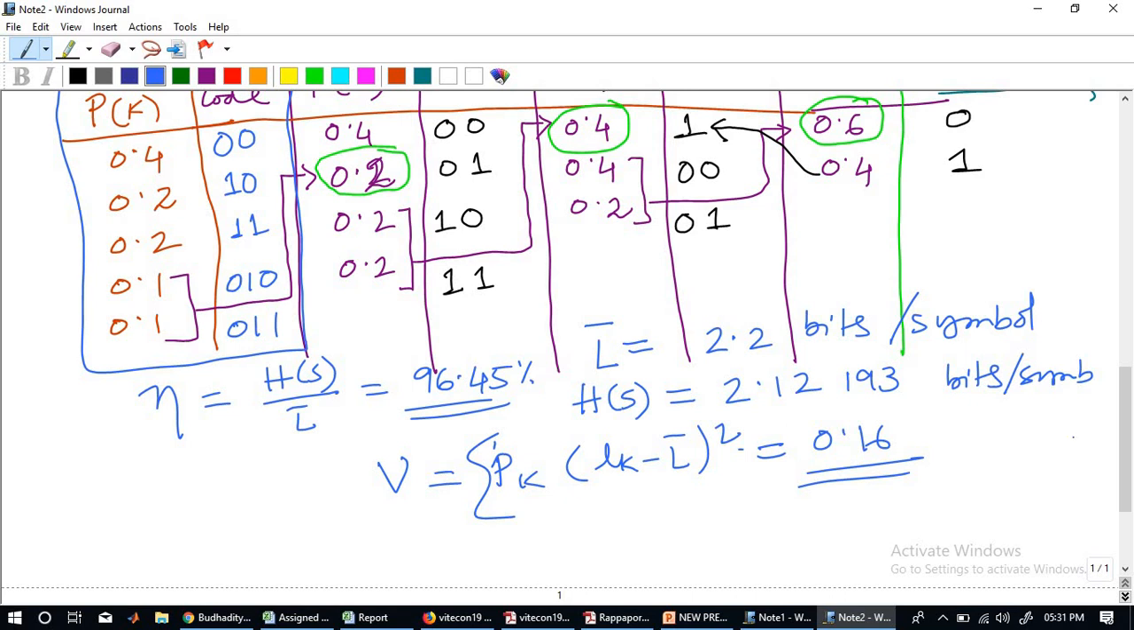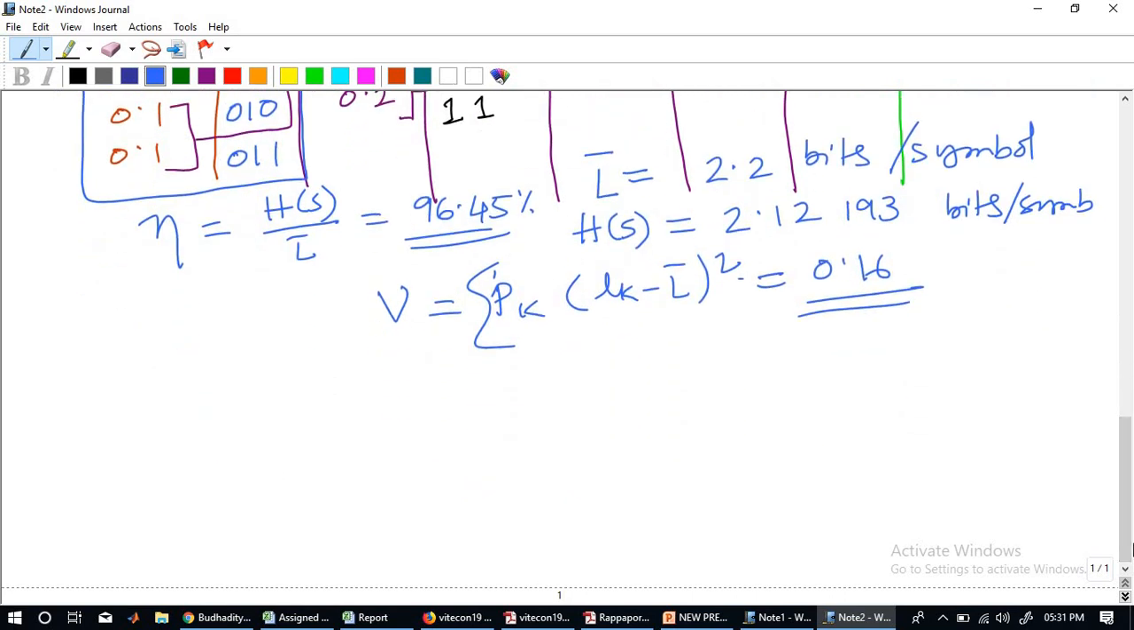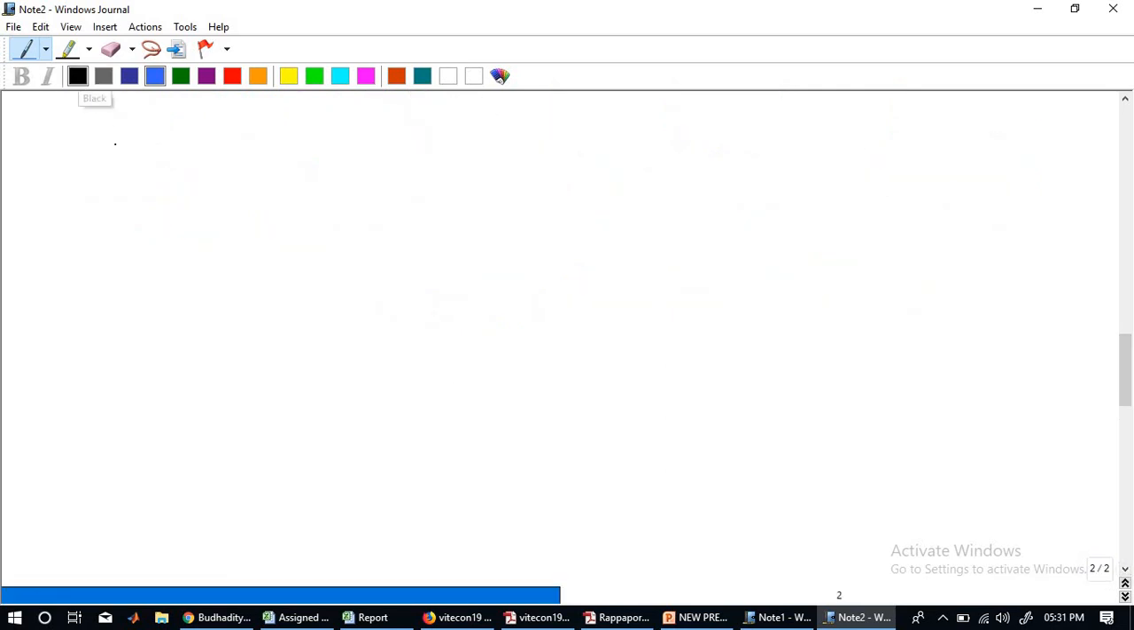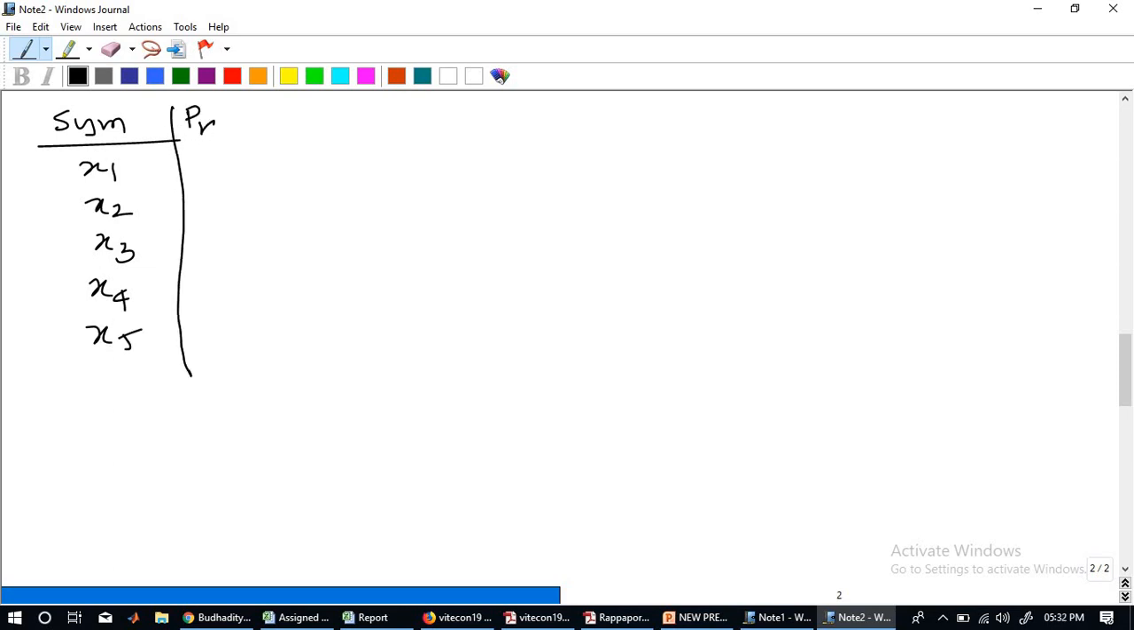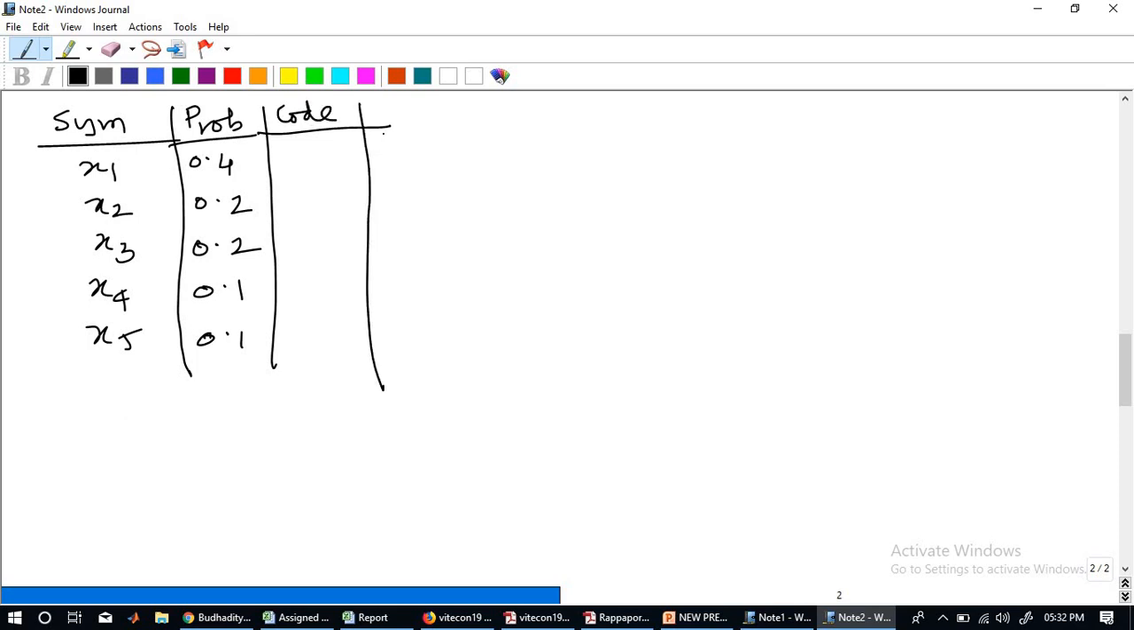So, can I form the table for that? Let's see. I'll also do it. We'll go on a new page maybe. So again, we have symbols x1, x2, x3, x4 and x5. The probabilities are given by 0.4, 0.2, 0.2, 0.1 and 0.1. We'll keep the code part as it is. We'll go for probabilities once again.